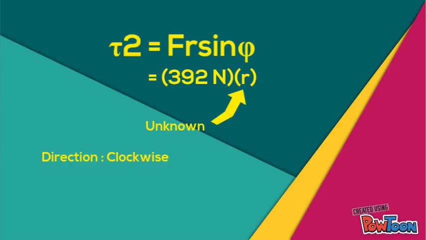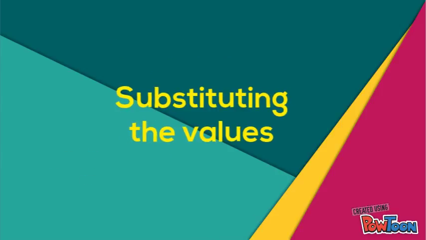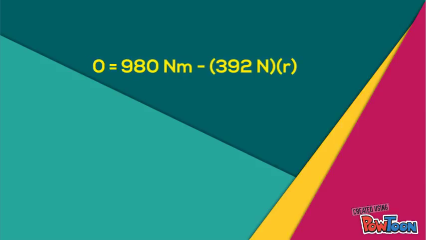Since the torque on the right side will try to rotate the seesaw in the clockwise direction, the torque will have the negative sign. Substituting the values of the two torques to equation number 1, we will get net torque, which is 0, is equal to positive 980 newton meters minus 392 newtons times r. Now we will solve for r.